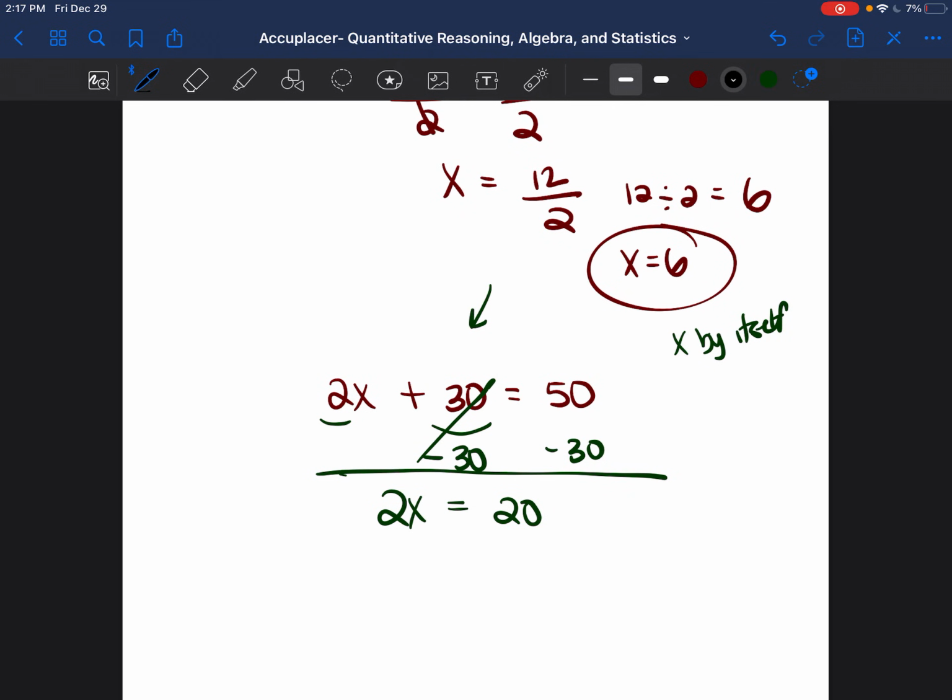Okay, now we have to get rid of the 2. What's happening to the 2 right now? The 2 is being multiplied by the x. How do I get rid of the 2? We divide both sides by 2. The 2's cancel each other out. X is equal to 20 over 2, which is the same as saying 20 divided by 2, which is equal to 10. X is equal to 10.